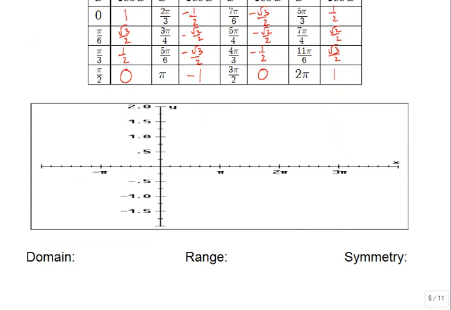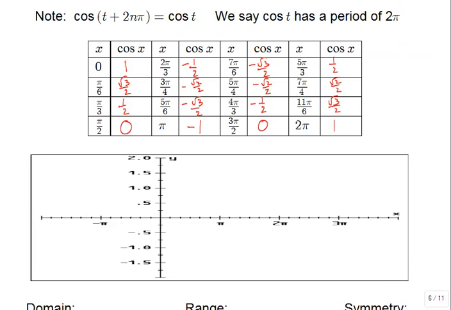Now when we plot some of these points, I'm just going to plot those quadrant angles. 0, 1. So now I'm starting up here on the y-axis with a y-intercept of 1. At pi over 2, we're hitting 0. At pi, we're hitting negative 1. At 3 pi over 2, we're hitting 0 again. And at 2 pi, we're hitting 1.